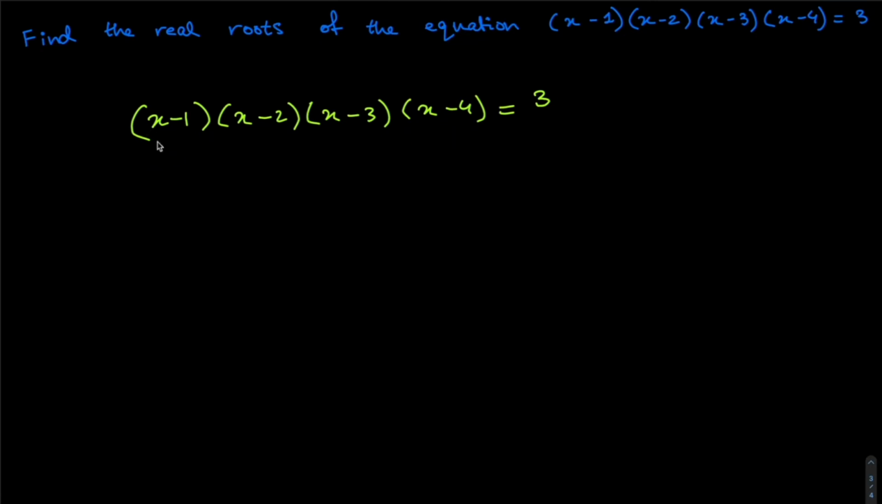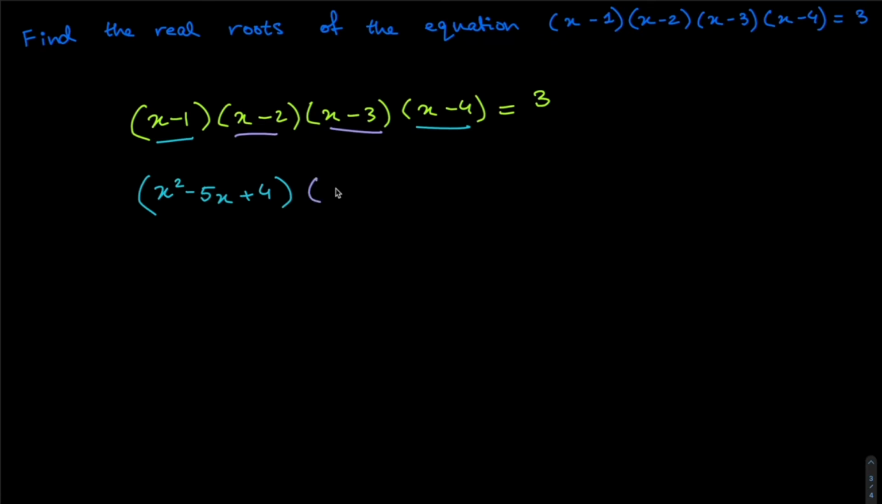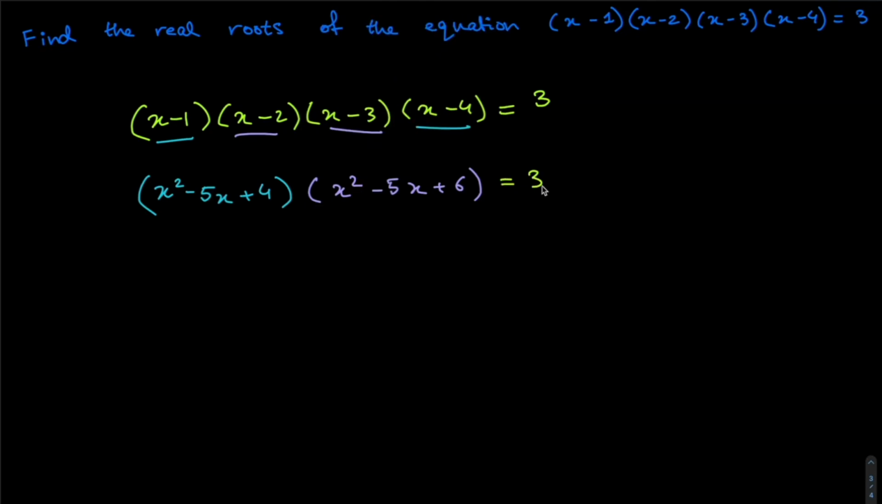So first I'm going to take x minus 1 and x minus 4. Let me just expand it right off the bat. There's no need to break another step. So I have x squared minus 5x plus 4, like this. Let me change the color again. Let me take purple. Now I'm going to have x squared minus 5x plus 6, which is equal to 3.